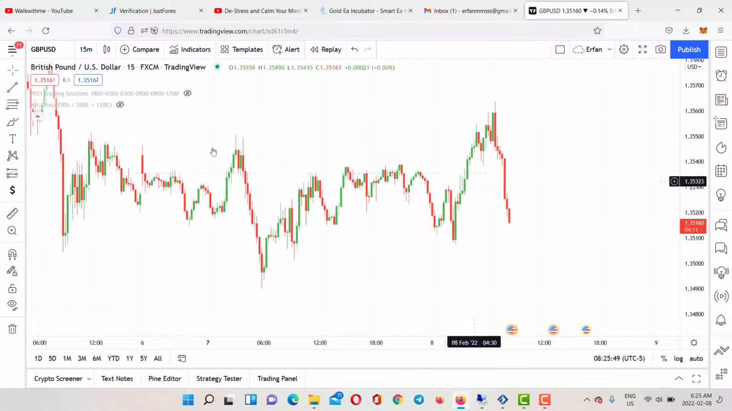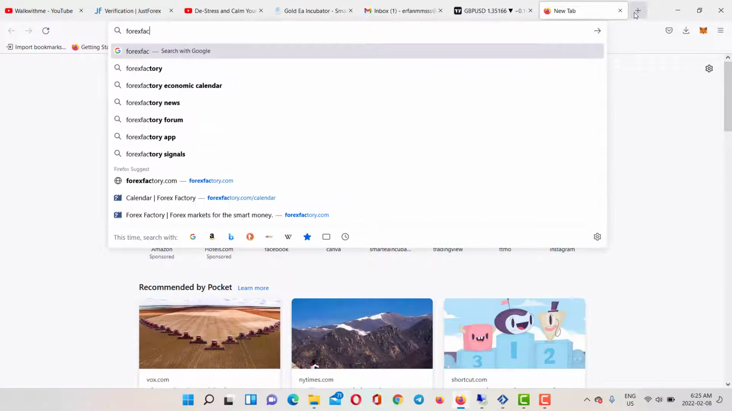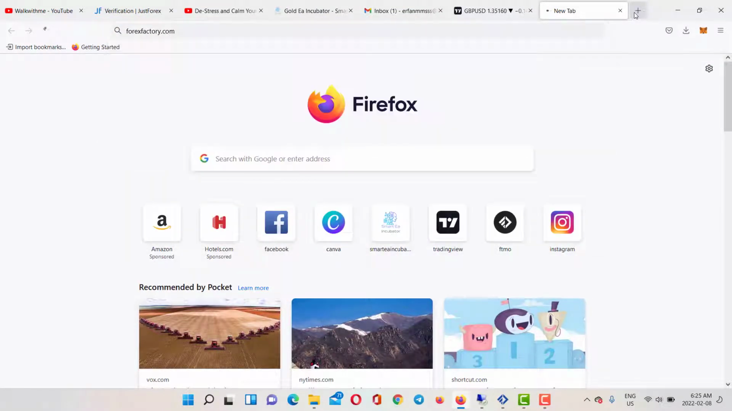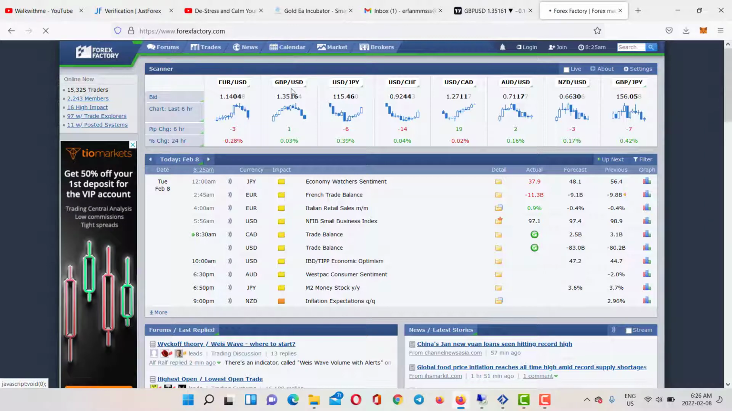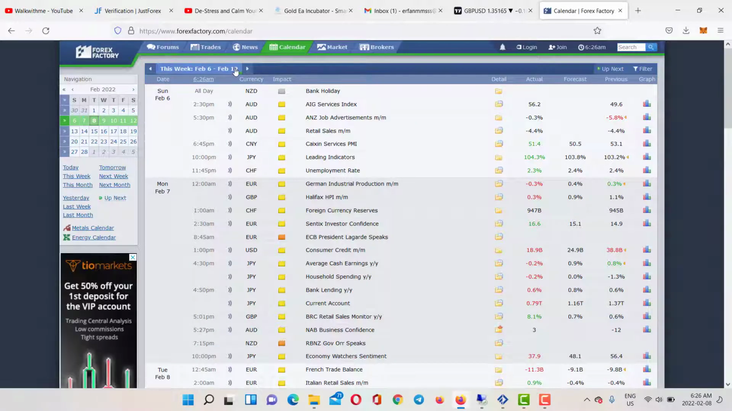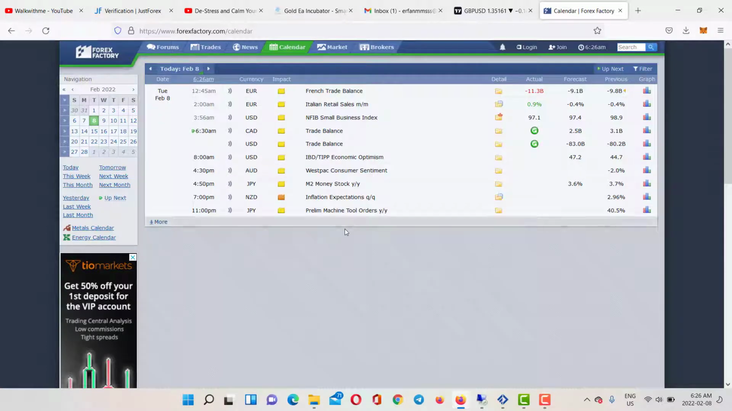We are on a 15-minute time frame, but before that, I want to go to Forex Factory and see if we have any important news for today, so I don't trade around that time, just to be on the safe side. Today is February 8th, it's 6:26 Mountain Standard Time.